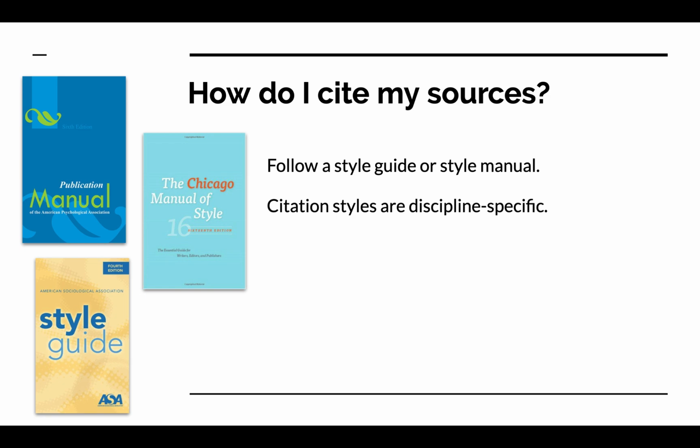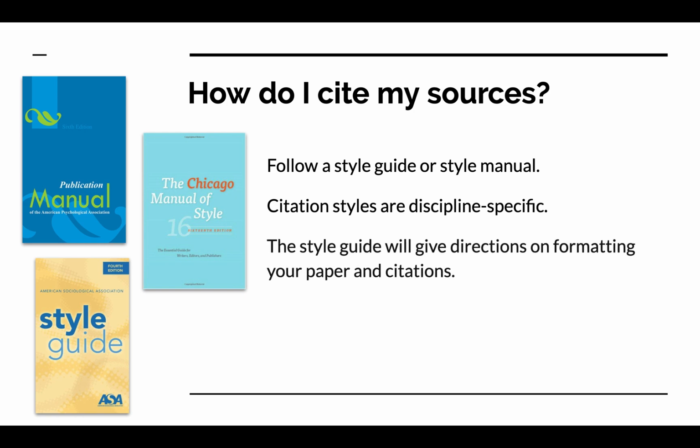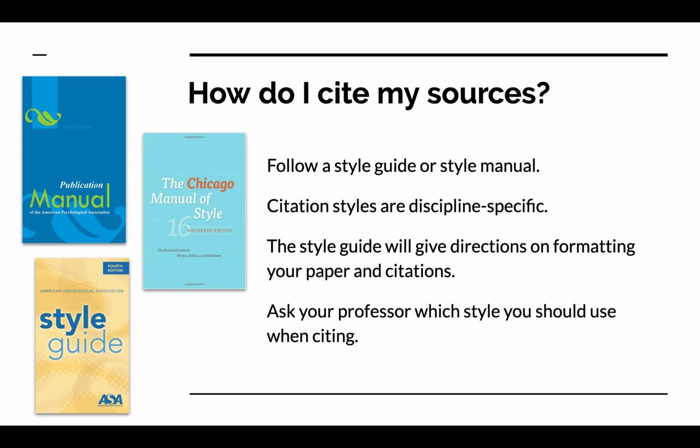Citation styles and guides are discipline specific. In the top left, we have an example of the APA publication manual, or the style used for psychology. In the middle, we have an example of the Chicago Manual of Style used in history and fine arts. And on the bottom, we have the ASA Style Guide used in sociology. You'll always want to ask your professor and double check which style you should be using when citing.